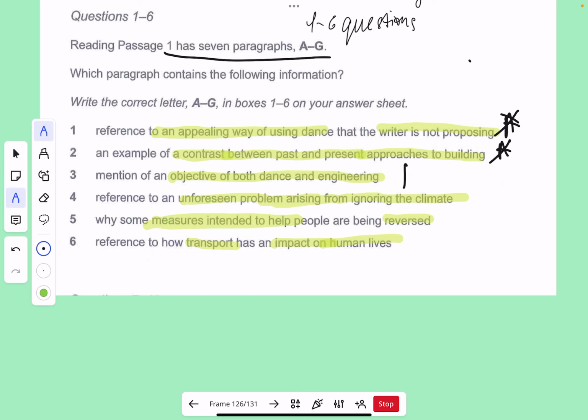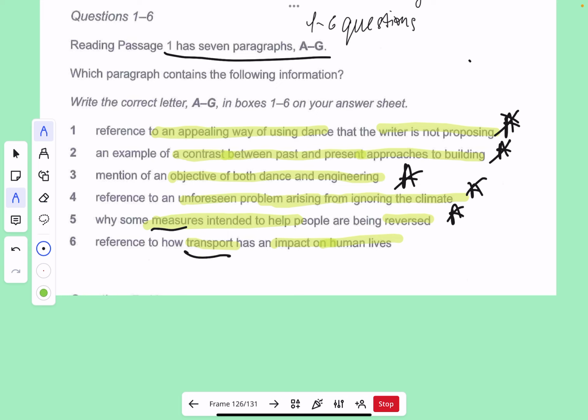There is nothing about not engineering. It's talking about engineering, but it's saying engineers must find different ways of traveling, like green traveling. So there is no problem ignoring the climate. There is no talking about climate and the measures intended to help people are basically reversed. There are no measures. So it's not A. The reference how transport has an impact on human life.